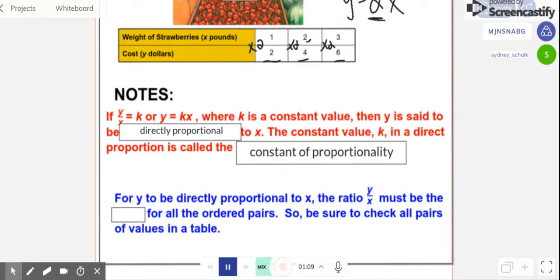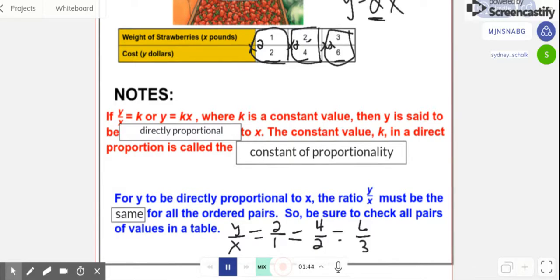For y to be directly proportional to x, the ratio of y over x must be the same for all of the ordered pairs. So be sure that you always check all of the pairs or all of the values in a table. So using our table as an example, when we put y over x, we first have 2 over 1, 4 over 2, and then 6 over 3, looking back to these values. So when we look at all of the ratios, 2 over 1 is 2, 4 over 2 is 2, and 6 over 3 is 2, we get our constant of proportionality, which is 2, or also known as our k.